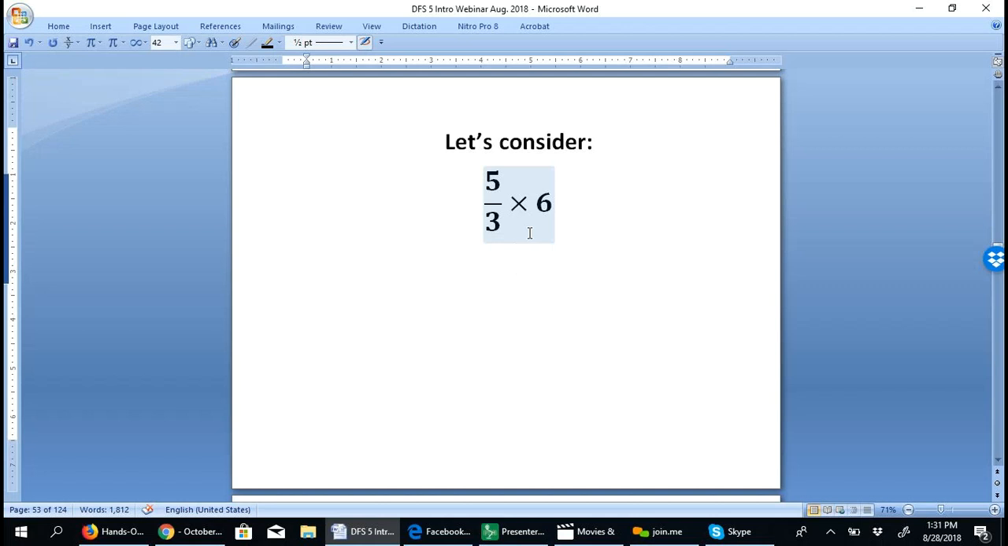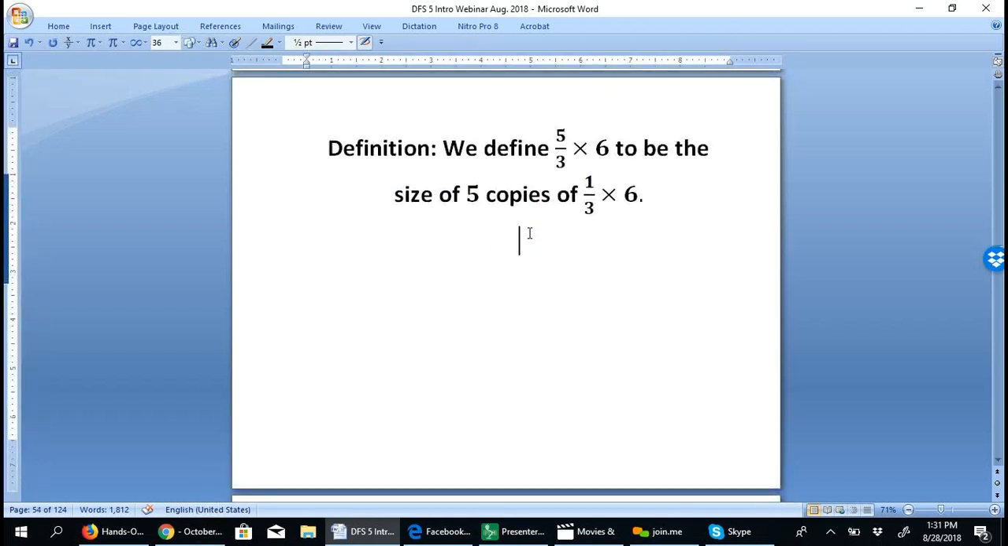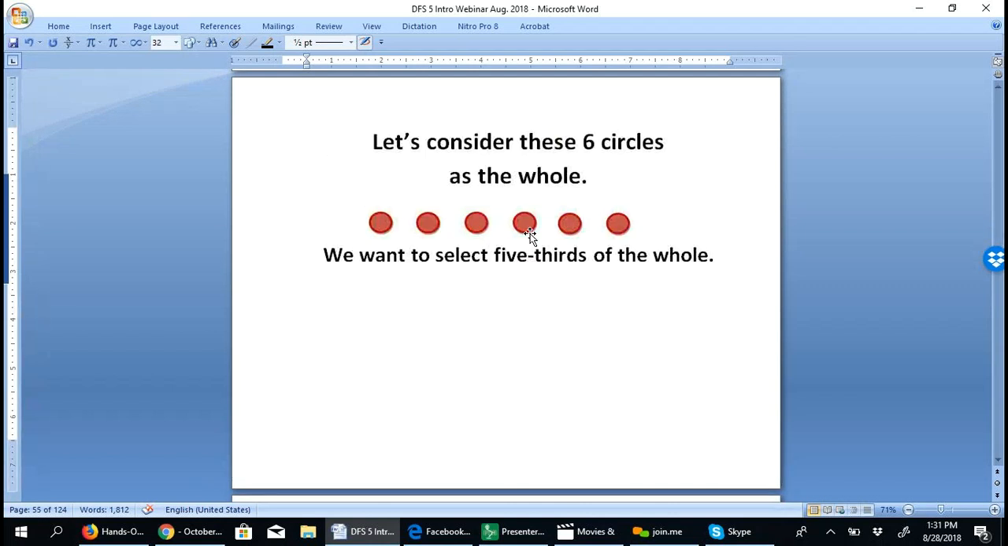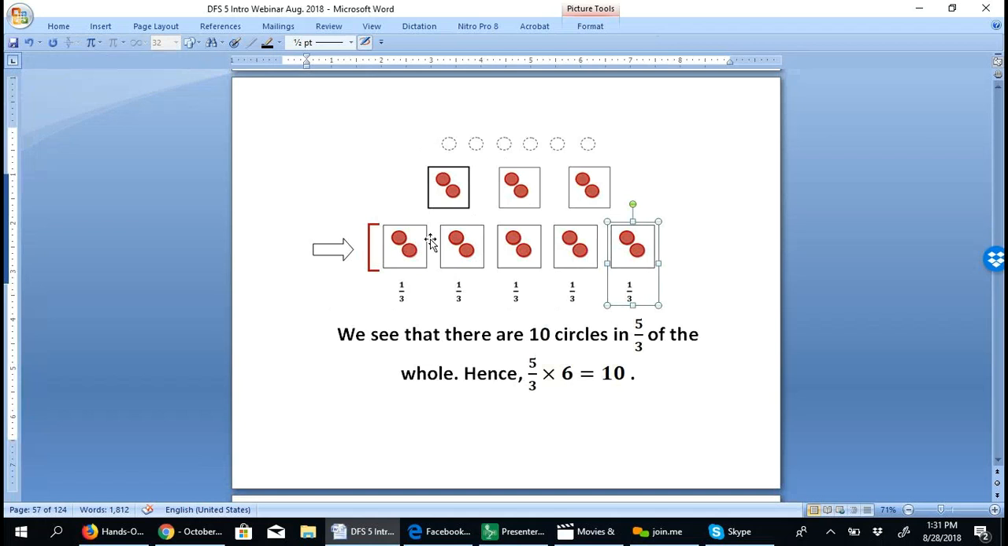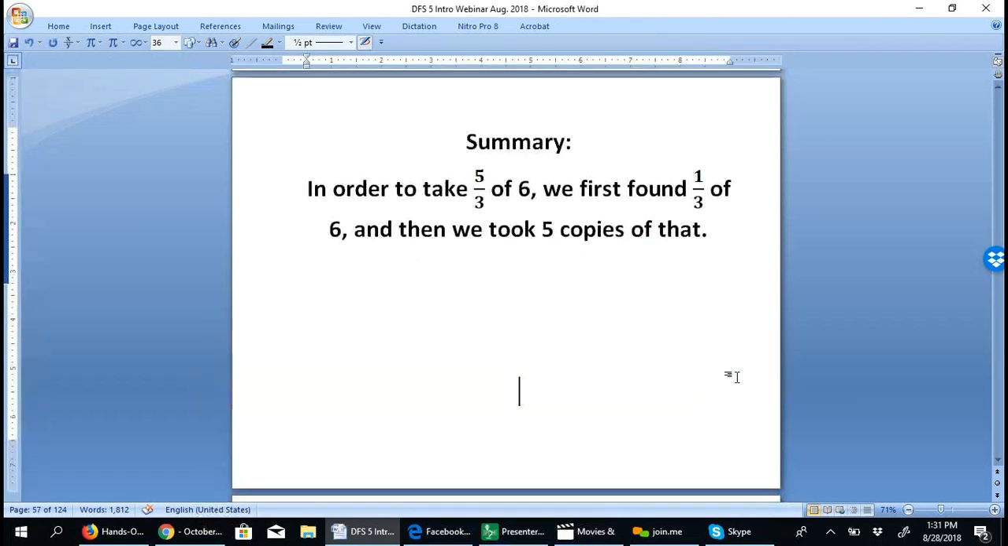5/3 of 6 would be 5 copies of a third of 6. Okay, good. We define 5/3 times 6 to be the size of 5 copies of a third of 6. We already know that a third of 6 is 2 blocks. So 5/3 of it means we have to take this box and duplicate it 5 times. And if you do that, you see that you have 10 chips. So 5/3 of 6 is 10.